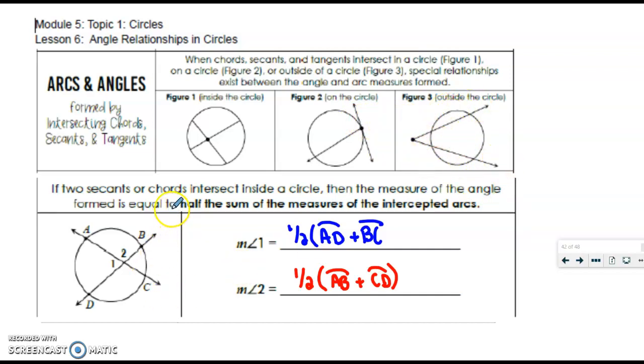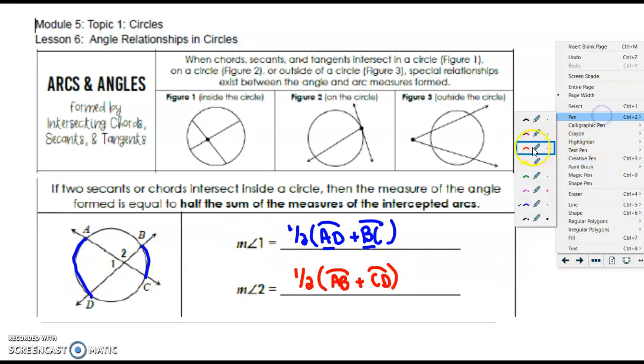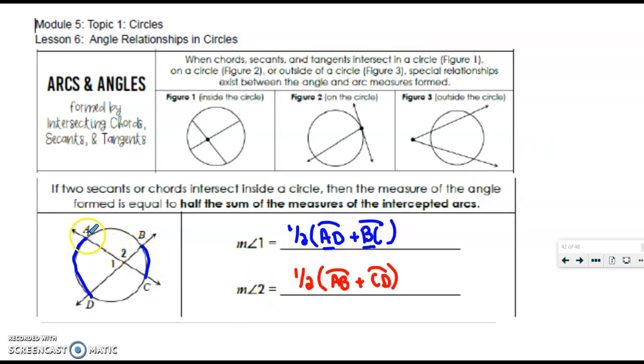So let's look at that first relationship in which I have two chords or two secants that intersect each other, which I have in this case. In this case, I have angle 1 and angle 2. Angle 1 is going to be related to CAD and also BC. So if I wanted to find out what angle 1 is, the relationship that works out is that if I take half of the sum of this arc plus this arc, it's going to equal angle 1. Now if I look at that other relationship, angle 2 is going to be based off of what AB is and what CD is, and it's going to be half of what both of those are.